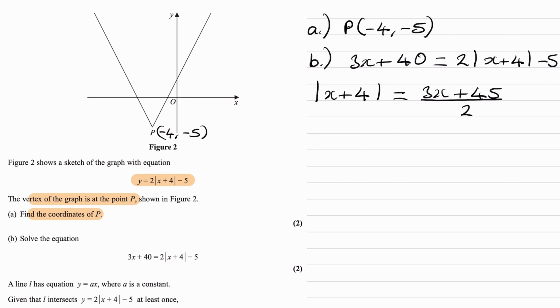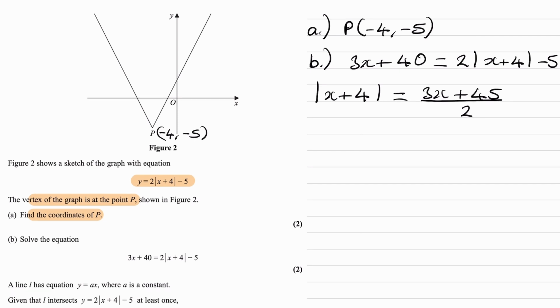So if the modulus of x plus 4 is equal to what we have over here, that means that the x plus 4, what's inside the modulus symbol, can be equal to plus or minus 3x plus 45 over 2. So very quickly, I'll give you a similar example. If you have modulus of x is equal to 5, that means x can be either equal to plus or minus 5. When you do the modulus of either of these things, you end up with 5. So we can apply that same logic to this. We can say that x plus 4 is plus or minus what we have over here.